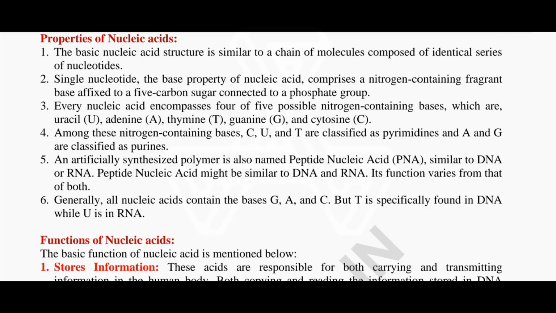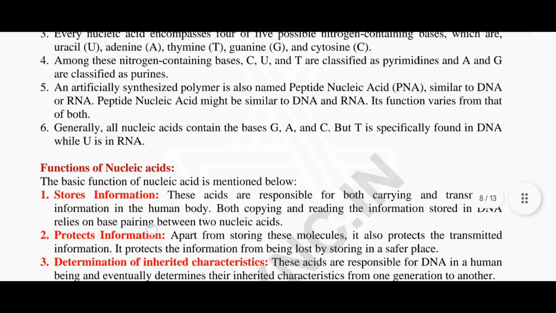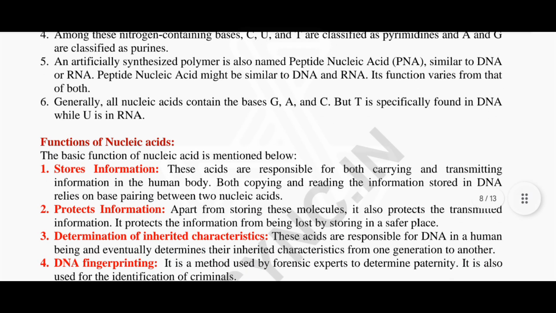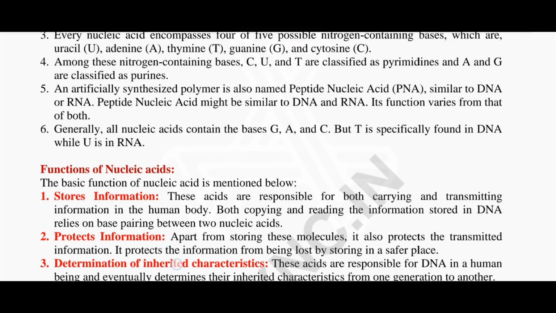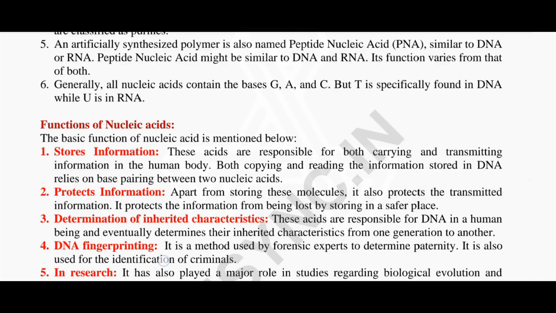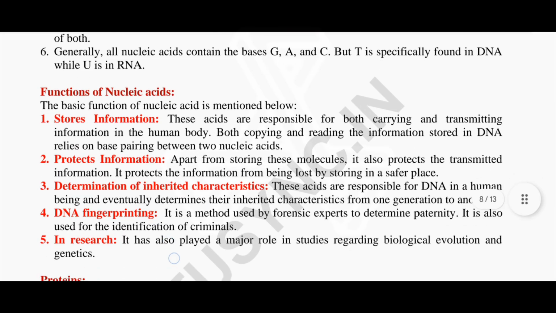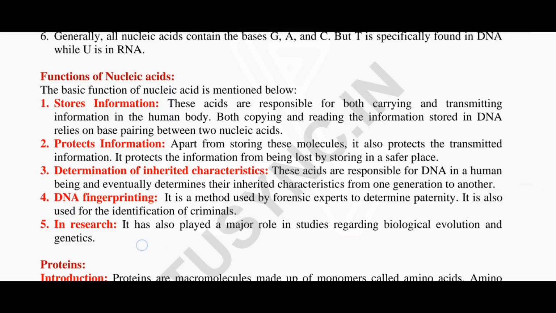An artificially synthesized polymer is also named peptide nucleic acid, PNA. Similar to DNA or RNA in structure, its function varies from that of both. Generally, all nucleic acids contain the bases guanine, adenine, and cytosine, but thymine is specifically found in DNA, while uracil is found in RNA. Functions of nucleic acid. The basic functions of nucleic acid are mentioned below.